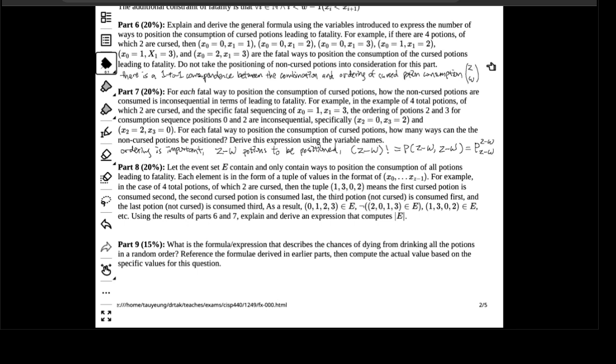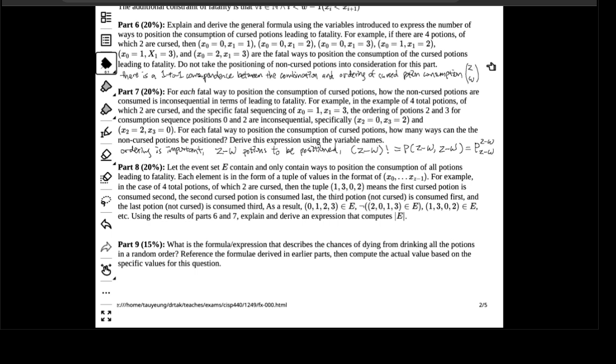Let the event set E contain and only contain ways to position the consumption of all potions leading to fatality. Each element is in the form of a tuple of values in the format of x subscript 0 to x subscript z minus 1. So we are basically looking at a tuple where each number in the tuple is specifying the order or the positioning of the consumption of the potion of that position. So I have another example here to specify this.